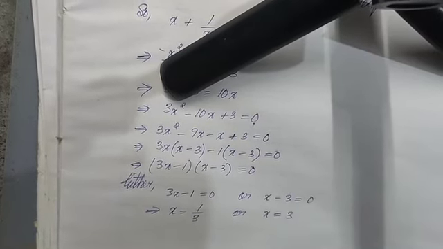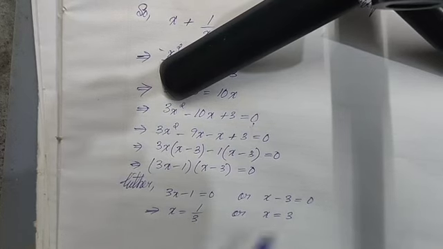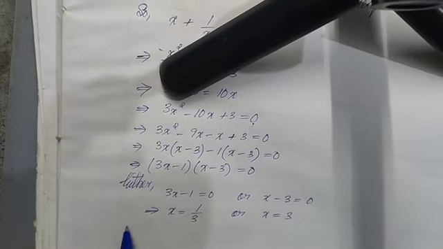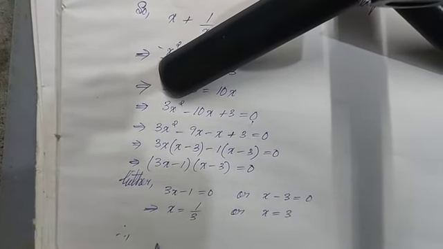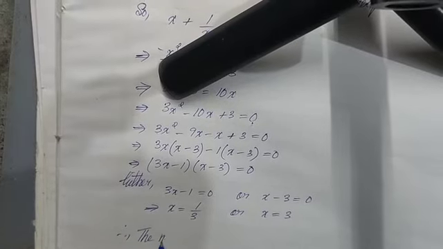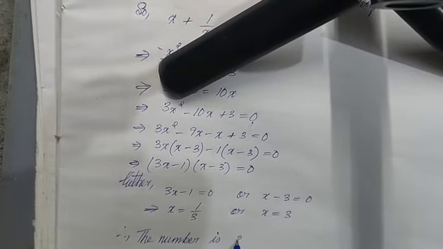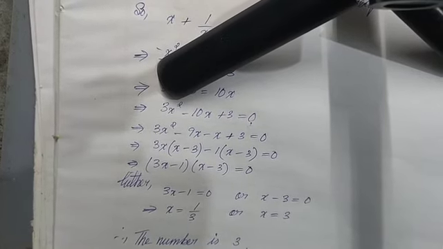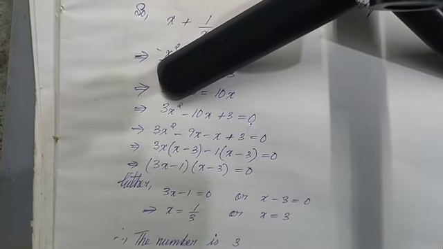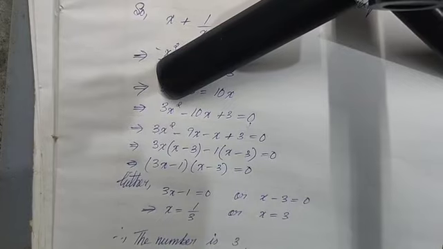If the number is 1 by 3, then its reciprocal is 3. If the number is 3, then its reciprocal is 1 by 3. Therefore, the number is 3 or 1 by 3.